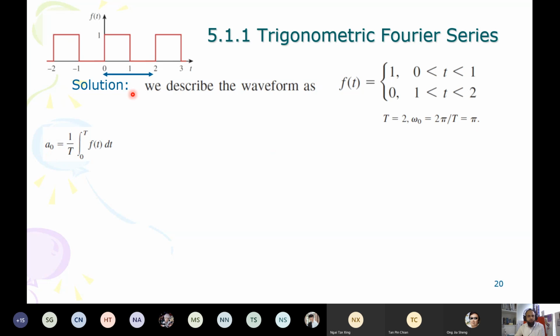So just how to find a naught, a n, and b n. a naught is 1 upon T, integral 0 to T, f(t) dt. What is f(t)? f(t) is 1 and 0. So for 0 to 1, it will be 1.